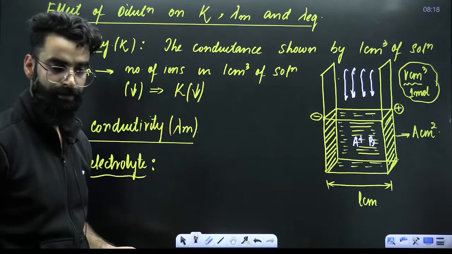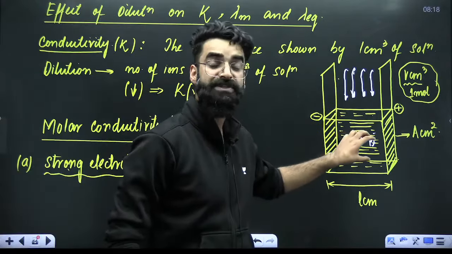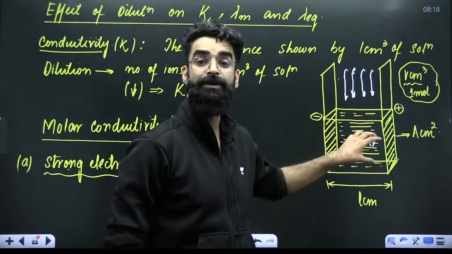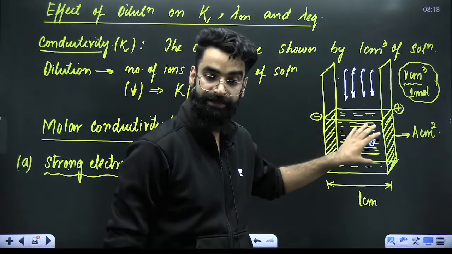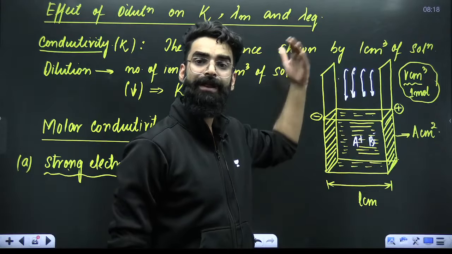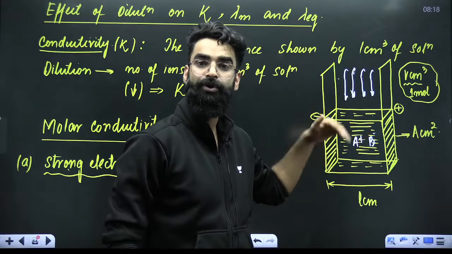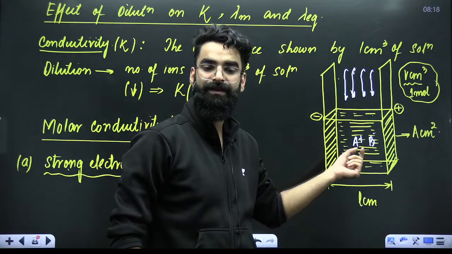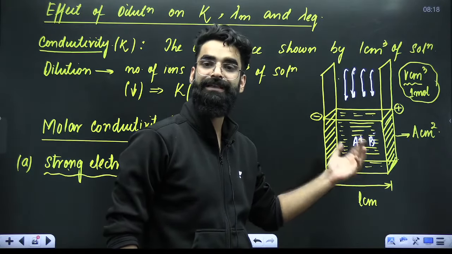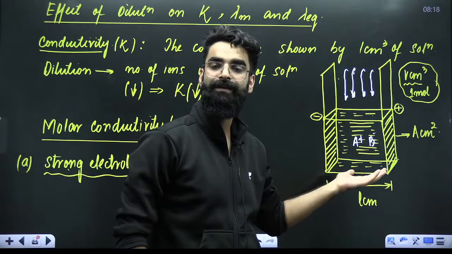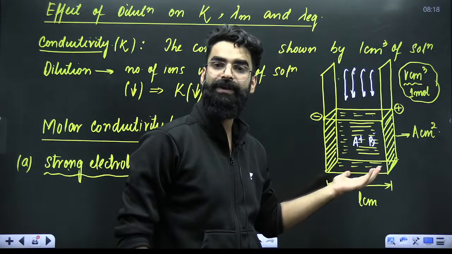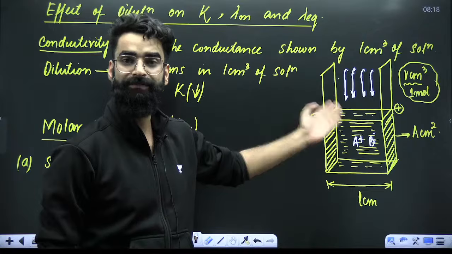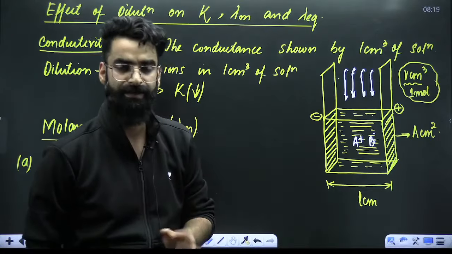Clear? So I had 1 mole of strong electrolyte in this solution. And whatever conductance this solution was showing, that was called as molar conductivity of this solution. Now you are adding some extra solvent. Due to the addition of extra solvent, what is happening to the distance between the ions? It is increasing. Force of attraction between the ions is decreasing. Now the ions can comparatively move freely, right? If the ions can comparatively move freely, I would say molar conductivity of this solution automatically increased, right?